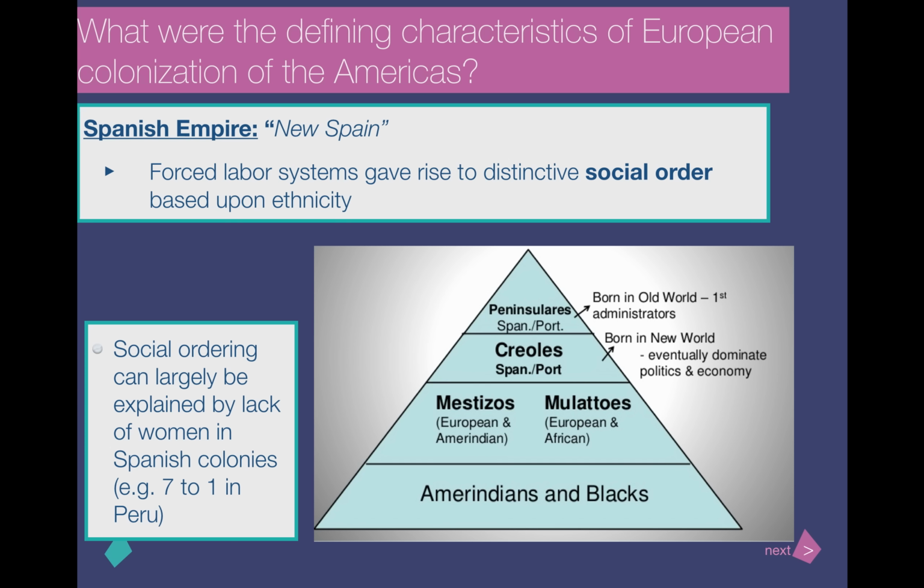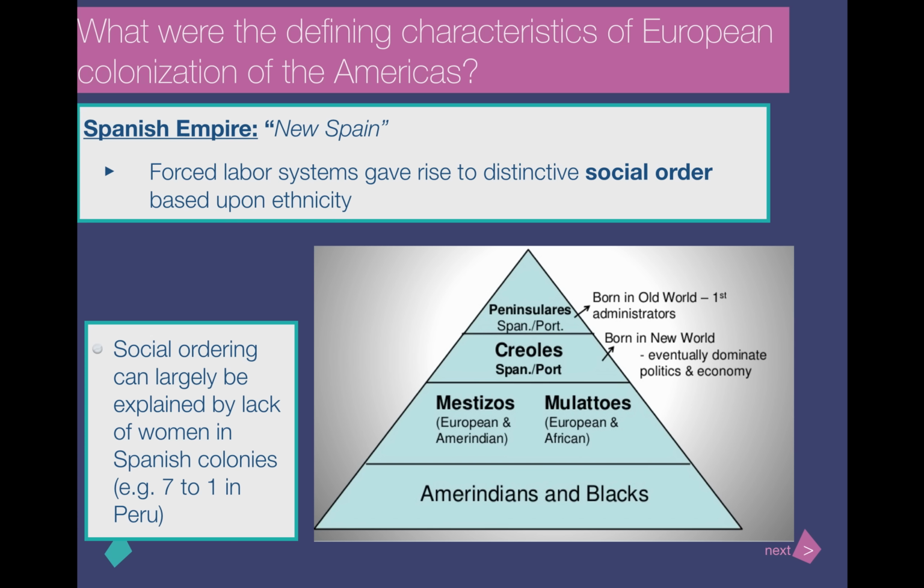Below them is this mixed class between the mestizos and mulattoes. So mestizos are people who are European mixed with American Indian, so the Native Americans. Mulattoes were people who were the mix between European and African. If there's a way for me to depict the significant difference in social power here, I would, because the difference between the peninsulars and the Creoles was significantly different than the power of the mestizos and mulattoes. So we're starting to see that social conflict emerging here.